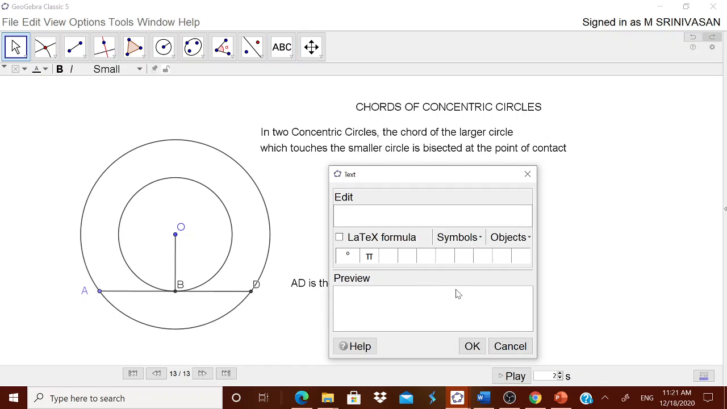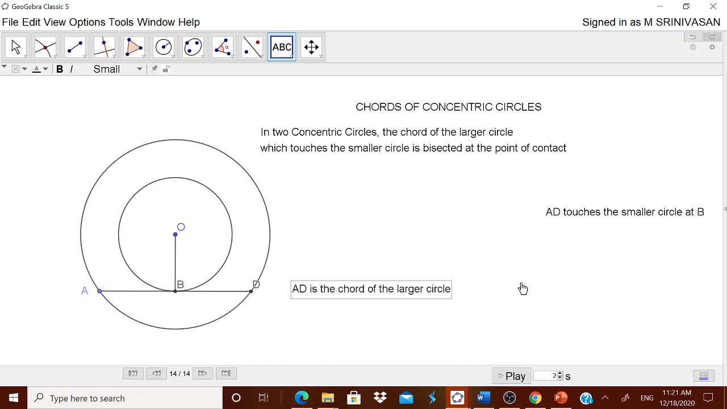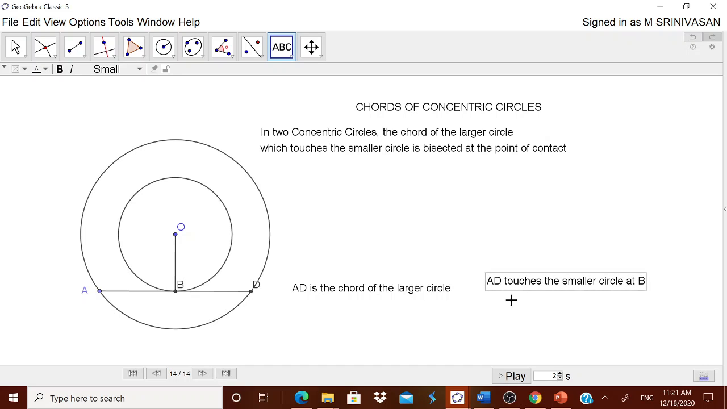Then I can go for the next one. AD touches the smaller circle at B. Therefore, it should be bisected there. The child should know that it should be bisected there. AD touches the smaller circle at B. Now, what do you have to prove? That AB is equal to BD.